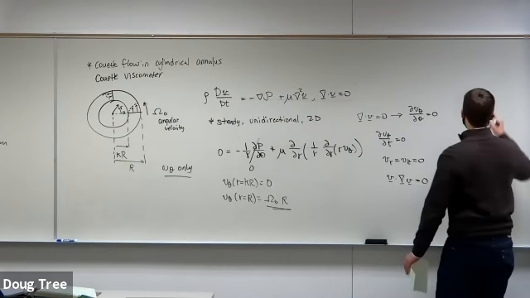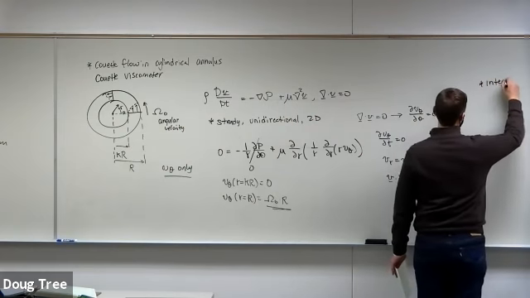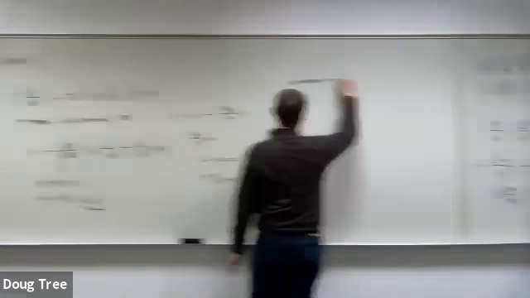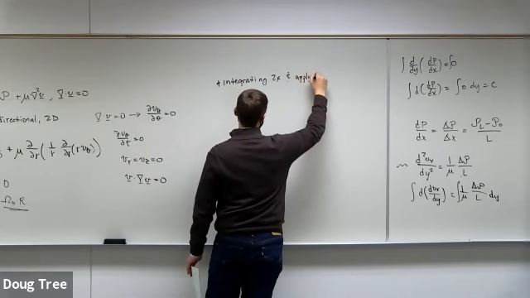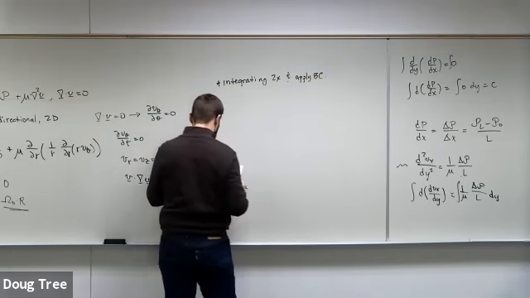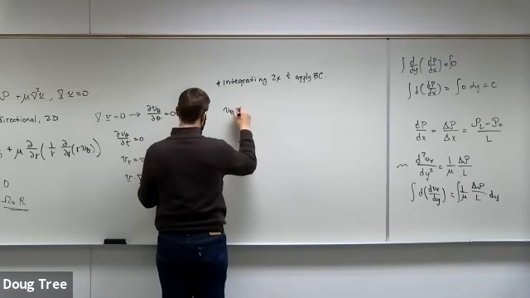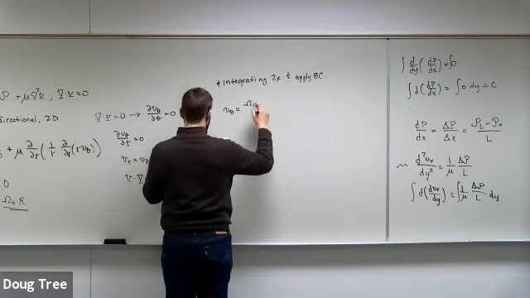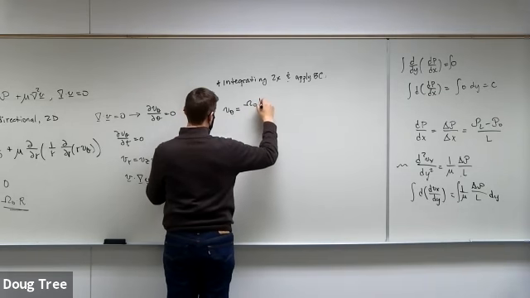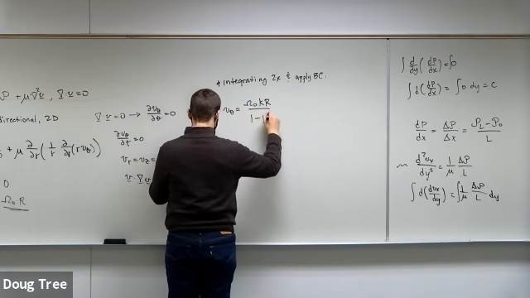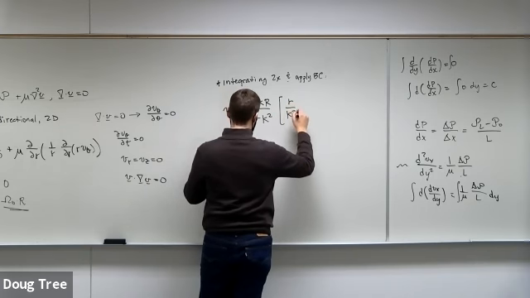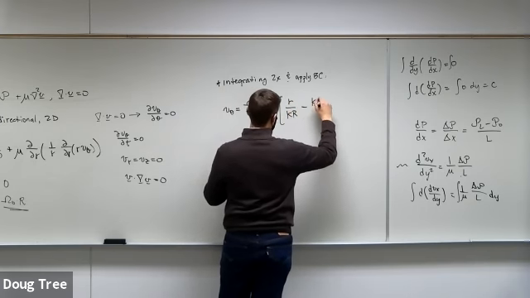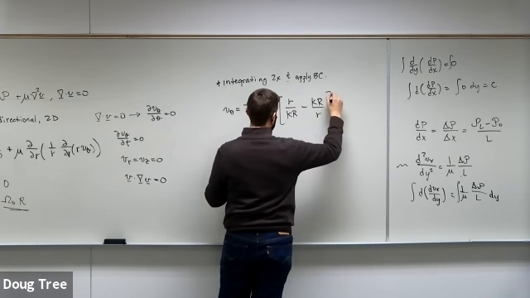Okay, so I'll just write up the answer then. So integrating twice, and applying boundary conditions, you get the following answer. V theta equal to omega naught, kappa r divided by 1 minus kappa squared goes there, R divided by kappa r minus kappa r divided by r.